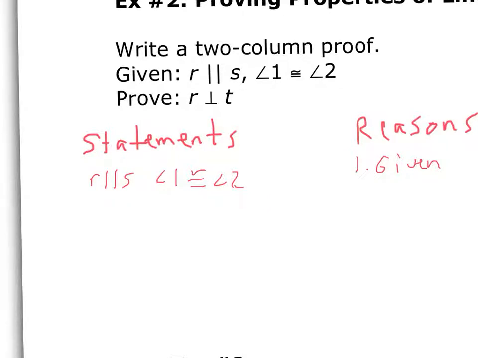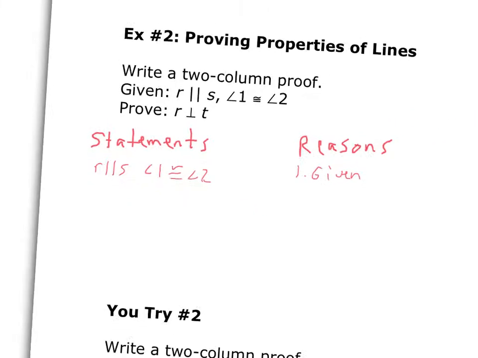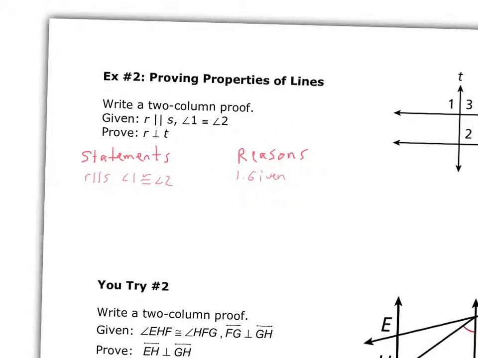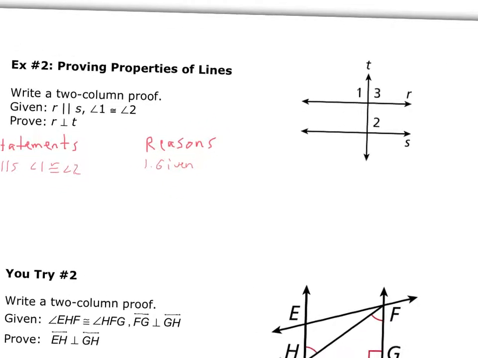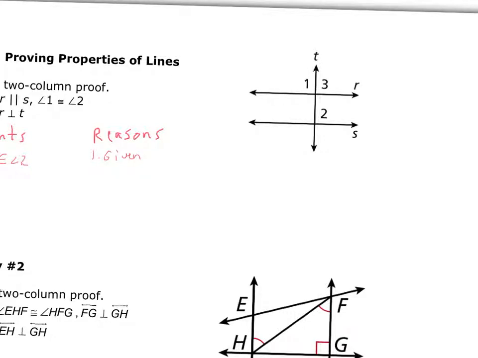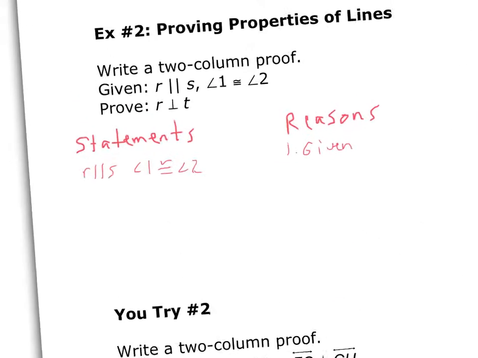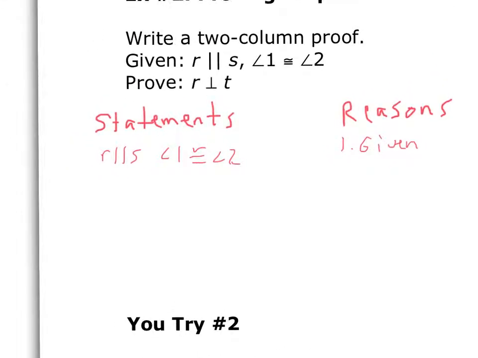Okay, step 2, and we're wanting to prove that R is perpendicular to T. Okay, angle 2 is congruent to angle 3. This is something that we can just deduce. We know that angle 2 is congruent to angle 3 because of our corresponding angles postulate. Okay, next step.